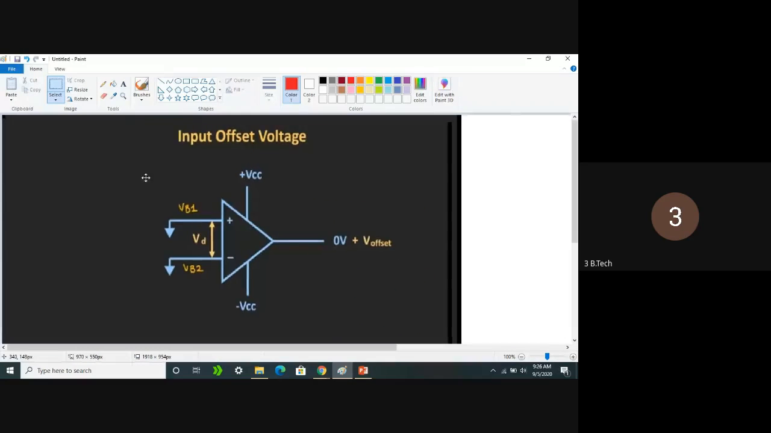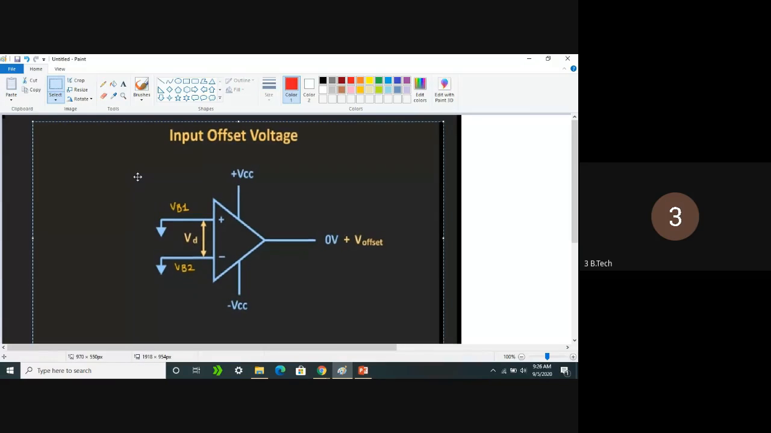Hope everyone gets it now. Input offset voltage. Output voltage. Clear? Okay.